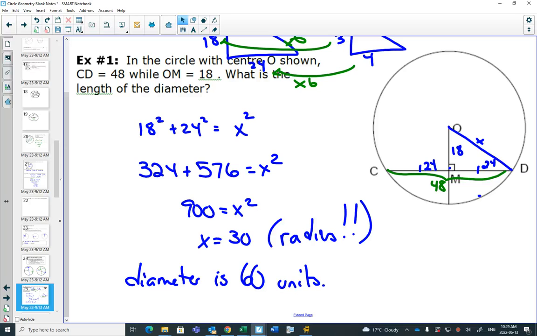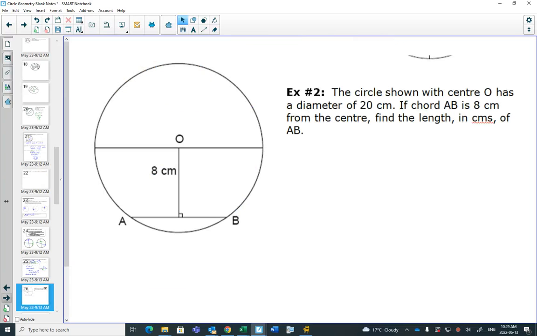Question number 2. The circle shown with center O has a diameter of 20. So sometimes what I do when they tell us a diameter of 20, I right away break it down and say, I know this is 10 and 10. Two radiuses will both be 10.